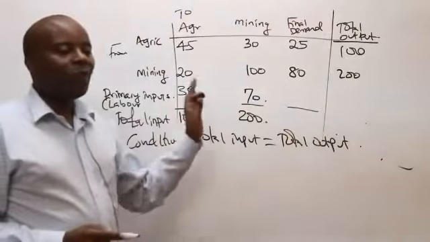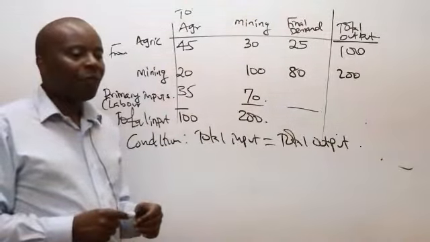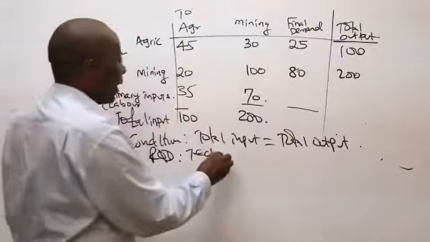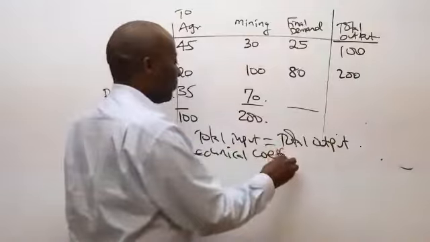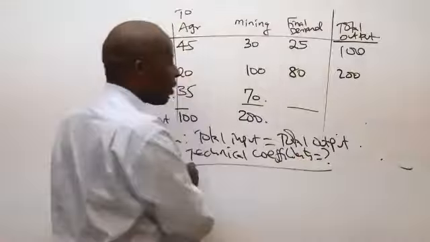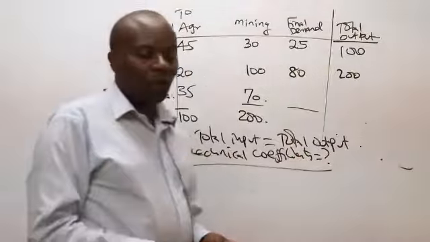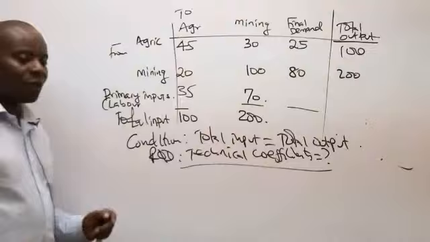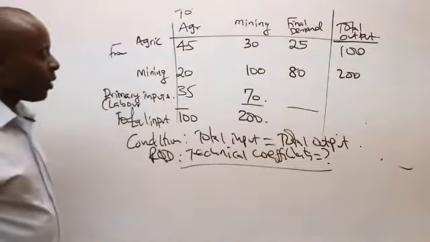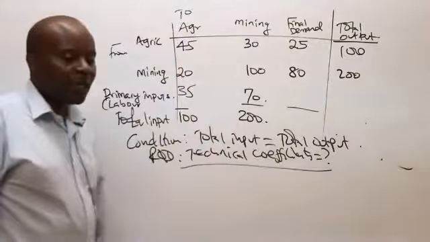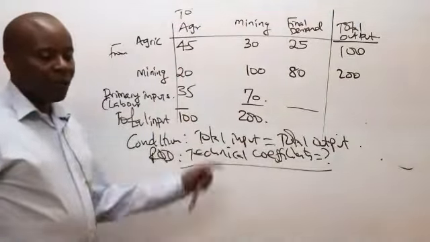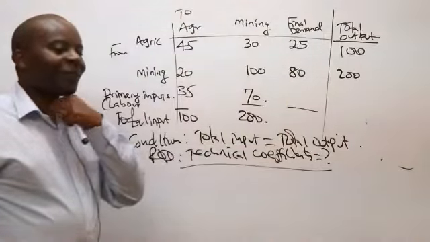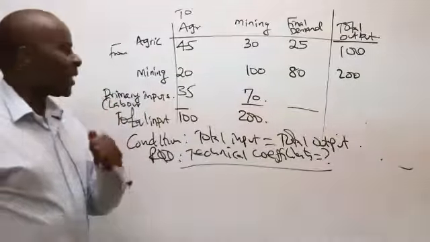So listen, what will happen? Your examiner will give you this kind of information, and out of this information you'll be required to calculate the technical coefficients. So let's first of all calculate these technical coefficients. Have you written up to here, my friends? Yes, thank you very much.